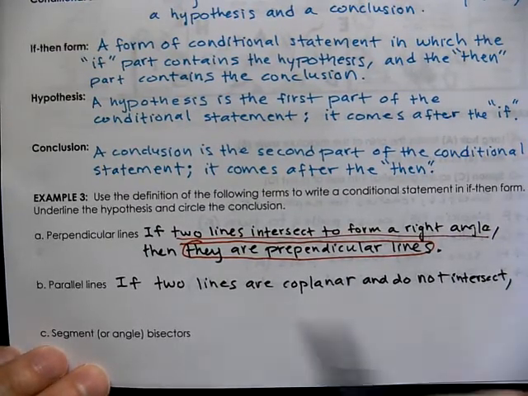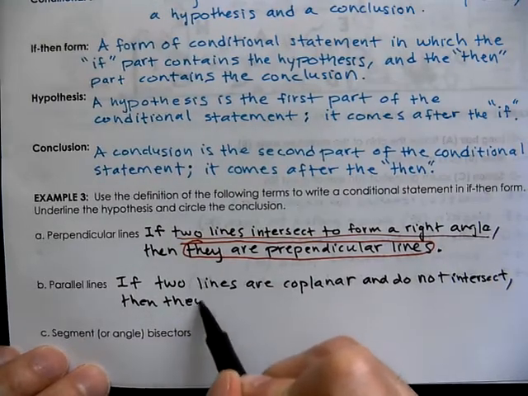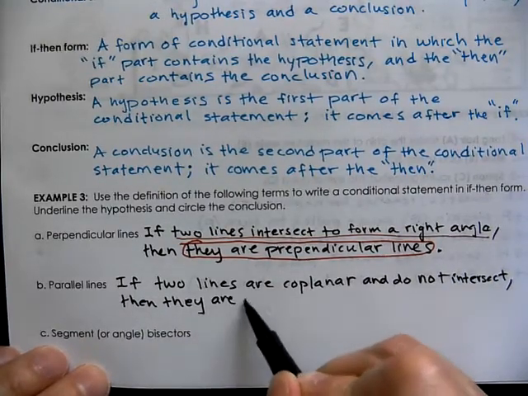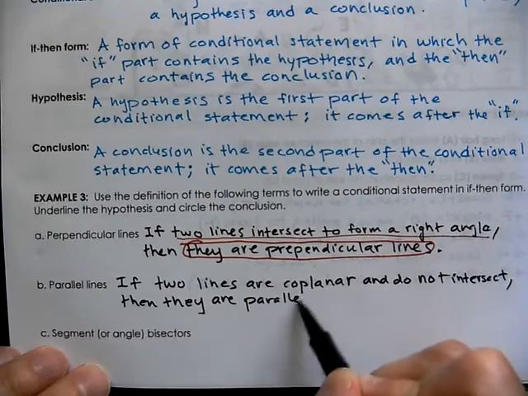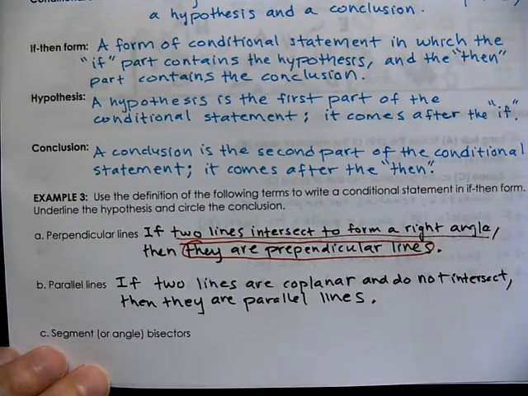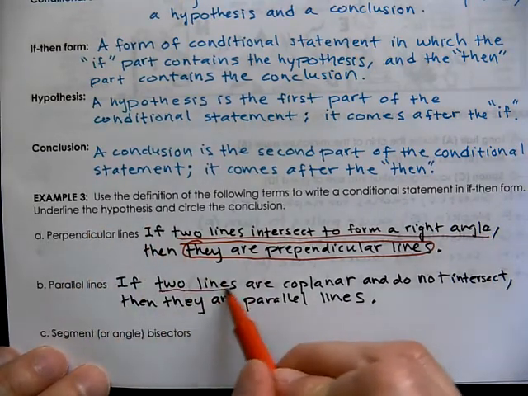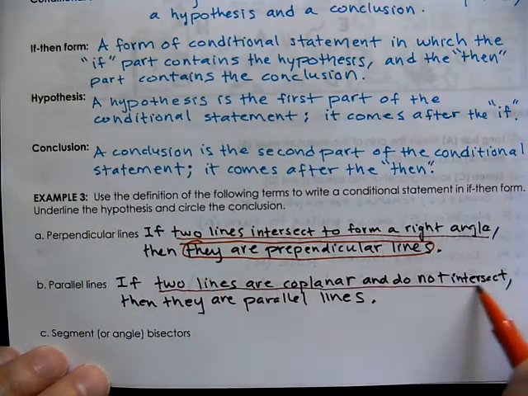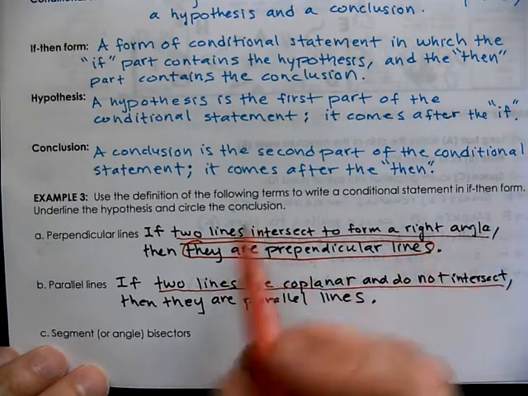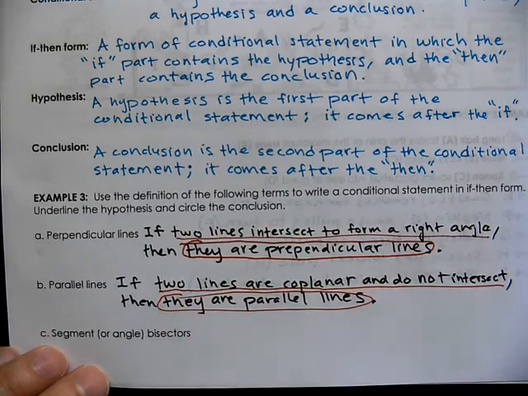comma, then they are parallel lines. Alright, so our hypothesis is two lines are coplanar and do not intersect. And the conclusion is they are parallel lines.